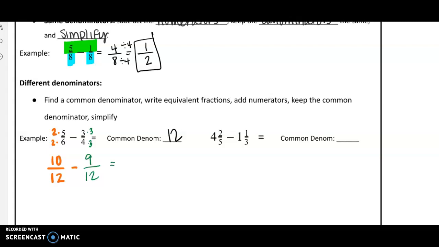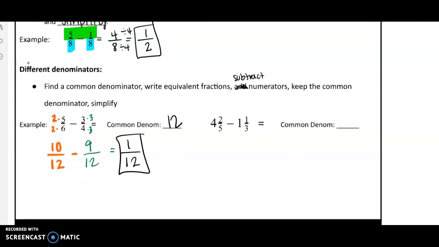So now we, this should say subtract. Sorry, this should say subtract numerators. That's my bad. So now we're going to subtract our numerators. So 10 minus 9 is 1. And then we keep 12. And we can't simplify that. That's already simplified.